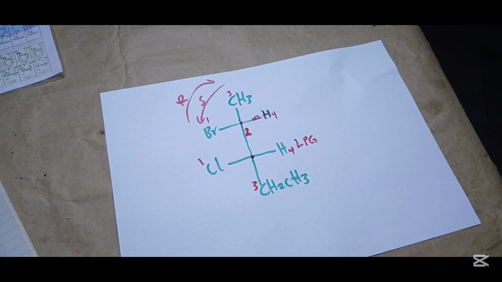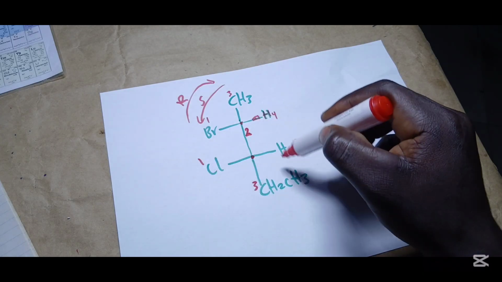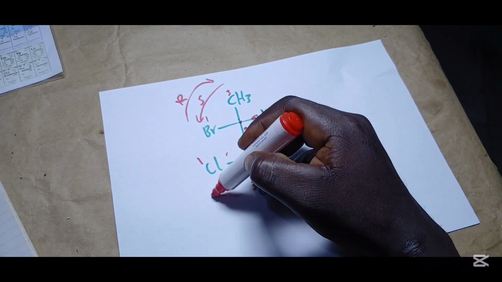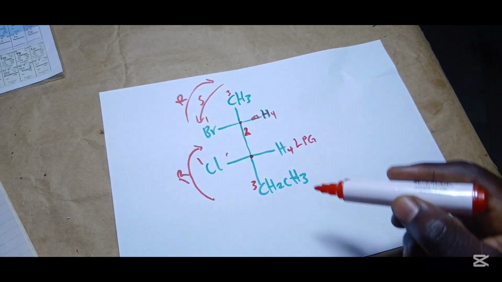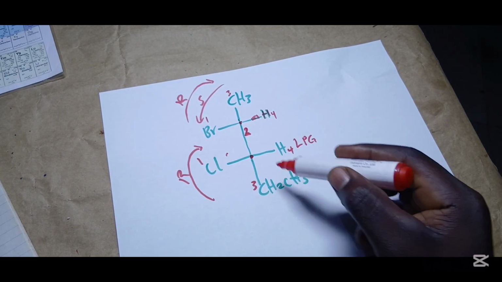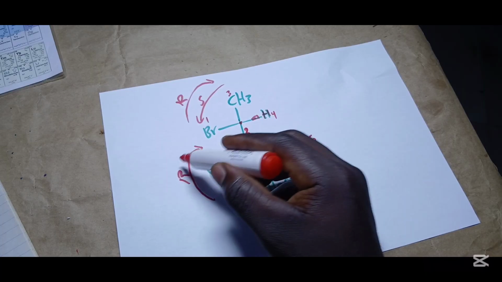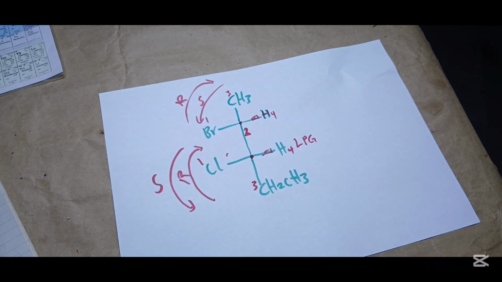group. So now, how is the direction moving? So 1, 2, so it's moving this way, which is an R. But is our least priority group at the top or at the bottom? No, which means it is on the solid wedge, so we have to change the configuration. So this is going to be an S.